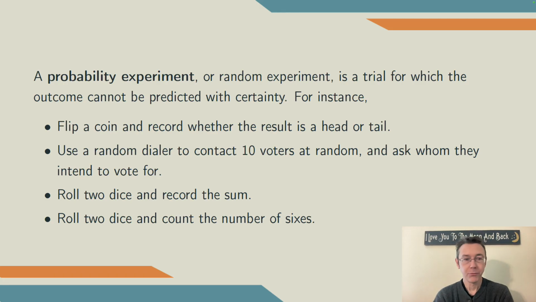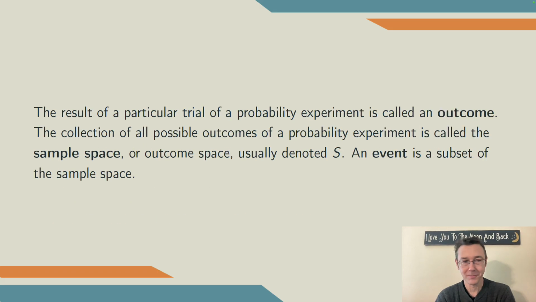Some examples: flip a coin and record whether it's a head or a tail. Use a random digit dialer to contact 10 voters at random and ask who they're going to vote for. Roll 2 dice and record the sum, or roll 2 dice and count the number of sixes. Notice in those last two examples, we're doing the same physical activity, rolling 2 dice, but the thing that we're recording at the end is different.